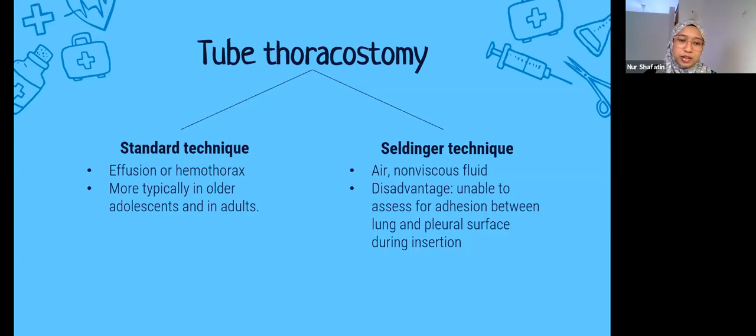The standard technique is usually used to drain effusion or hemothorax, and is more typically done in older adolescents or adults. The Seldinger technique is mainly used to drain air or non-viscous fluid. However, the disadvantage of the Seldinger technique is that we cannot assess for adhesion between the lung and pleural surface during insertion.